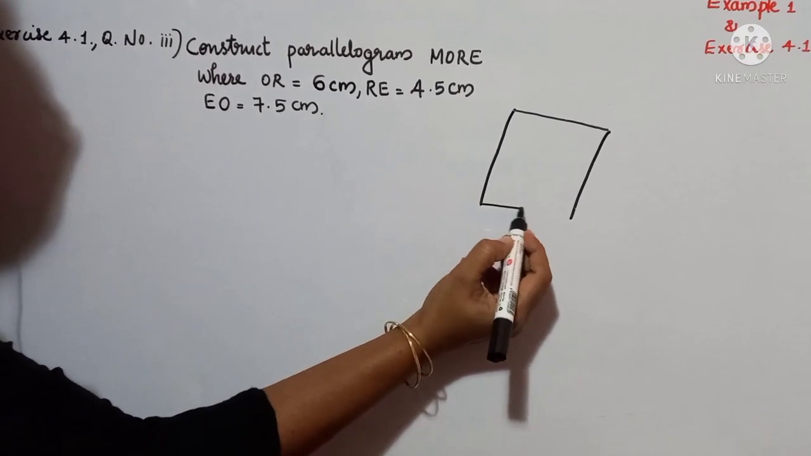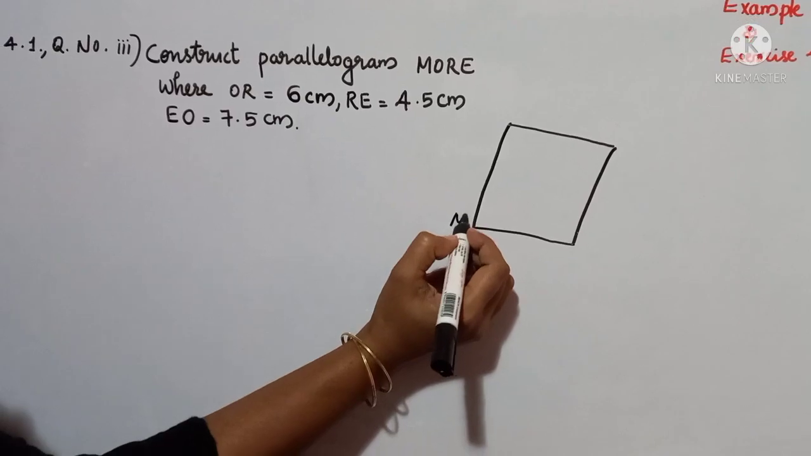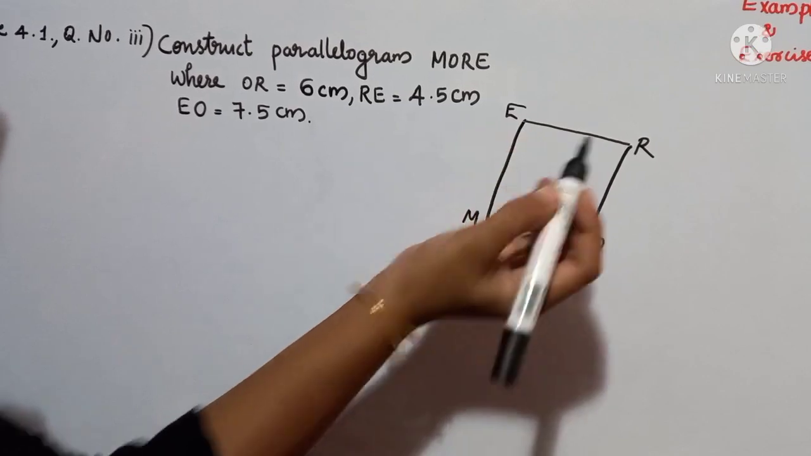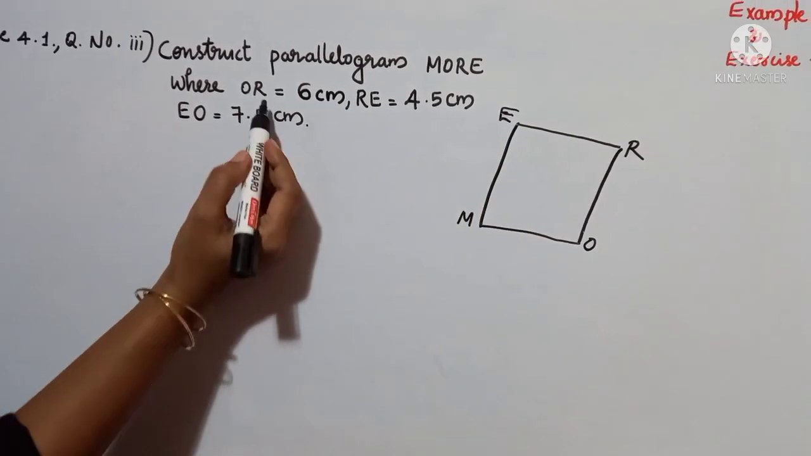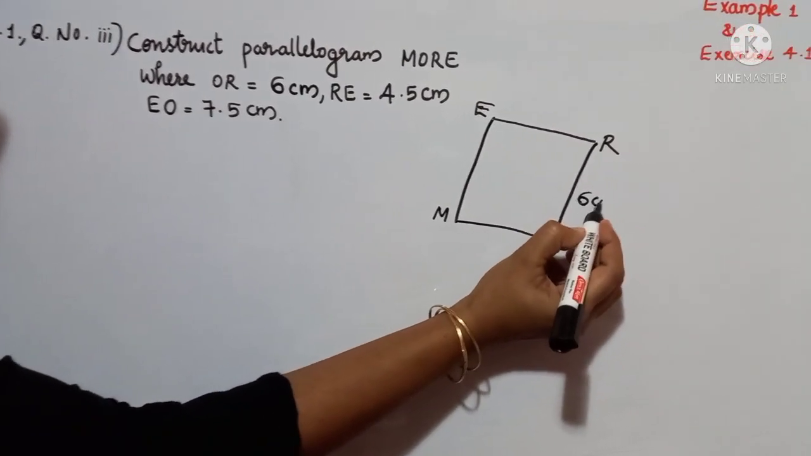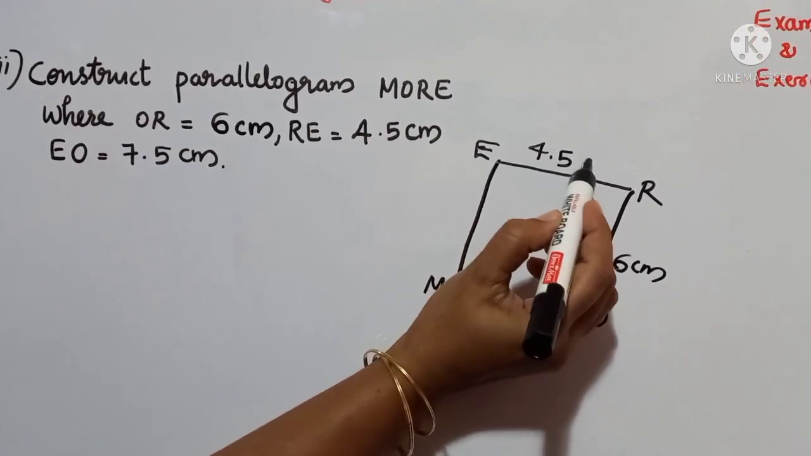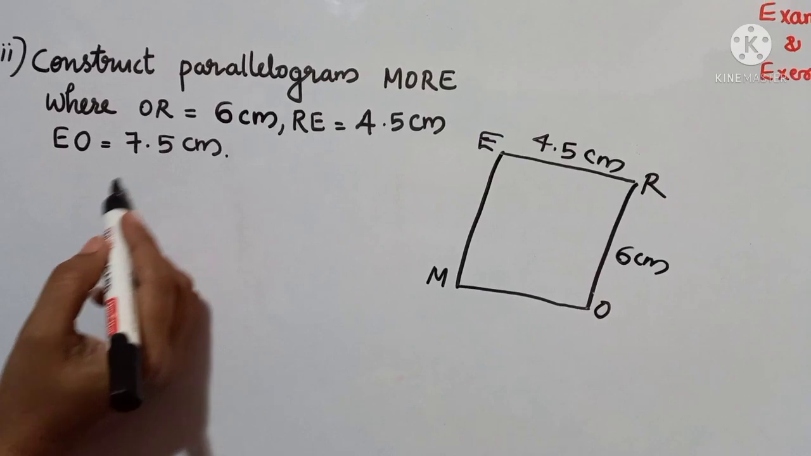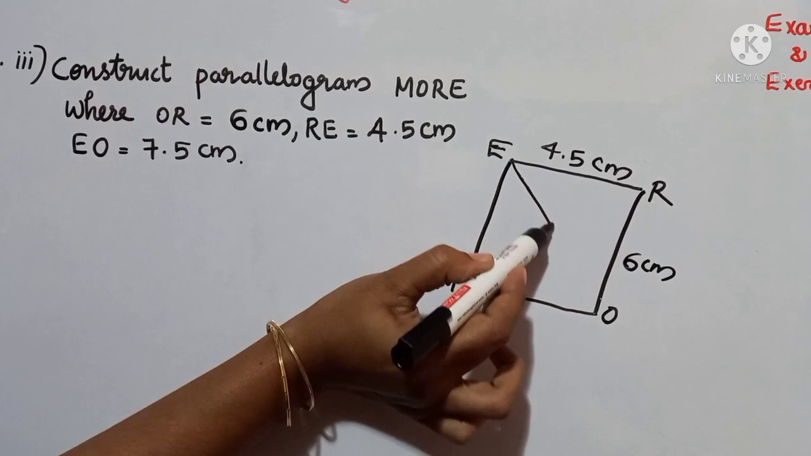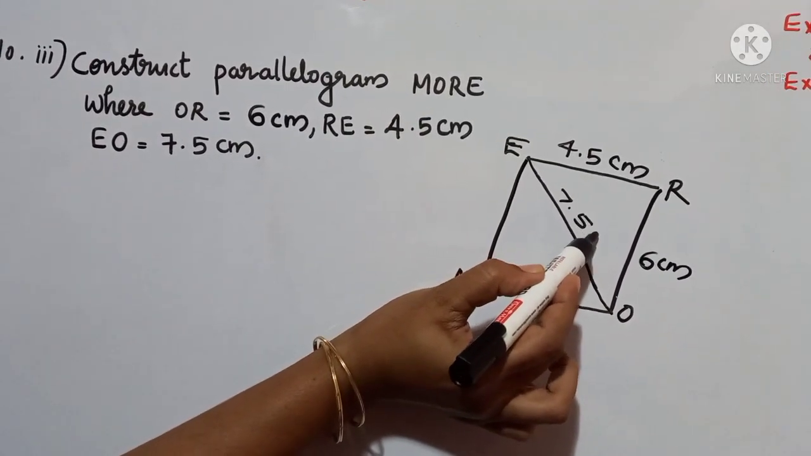When you are drawing the rough sketch, you can use that ruler and give that name MORE, M, O, R, E. Then give the measurements that are given. OR is equal to 6 cm. This is OR, 6 cm. Then RE is 4.5 cm. EO is 7.5 cm. EO we have to join E and O. That is equal to 7.5 cm.